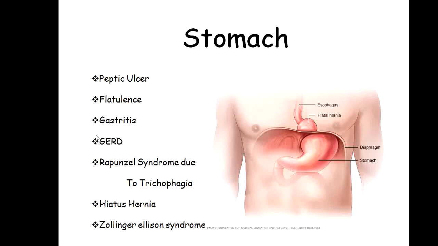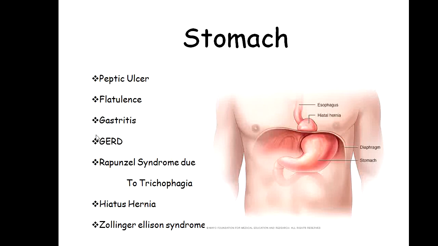This also leads to the irritation of the wall of the lumen of the esophagus and the pharynx. That is called GERD, gastrointestinal reflux disease. And GERD can also happen when the peptic ulcer gets exacerbated, when the condition of peptic ulcer gets worsened, this may lead to the GERD.